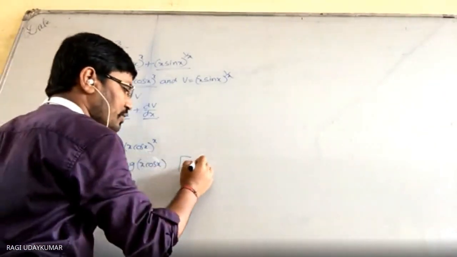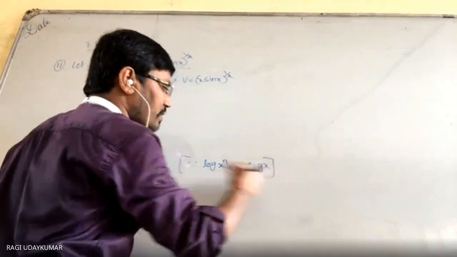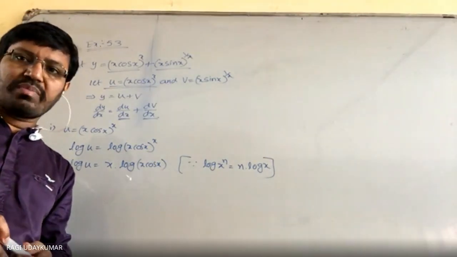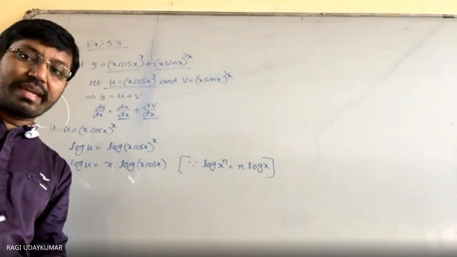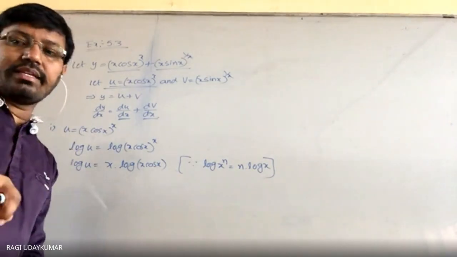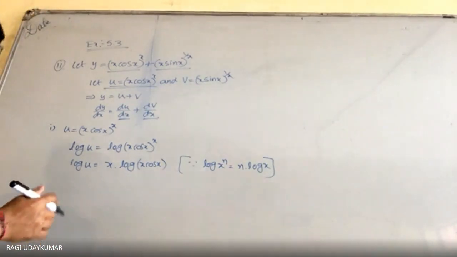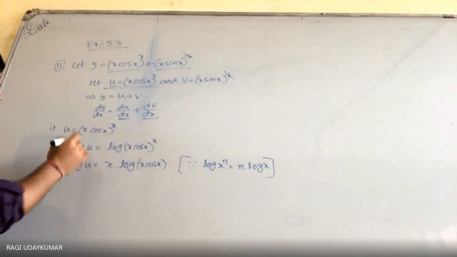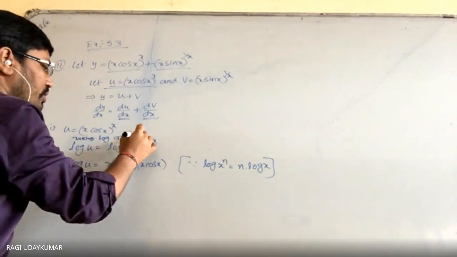So here what formula have we used? Log x power n is equal to n into log of x. Here logarithm is nothing but log to the base e. Log to the base e is usually denoted by ln, but in this textbook, for our easy purpose, we are denoting it like this. So whenever you take logarithm on both sides, you have to write here: taking log on both sides.